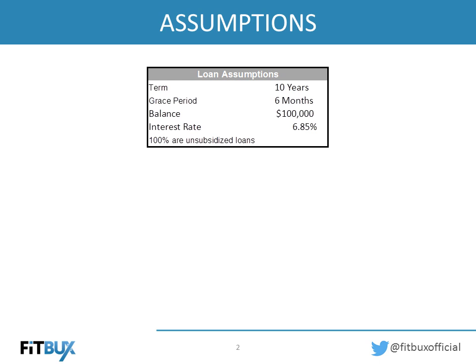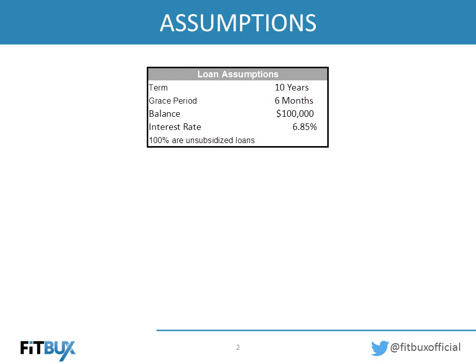We will use the same loan assumptions that we used to illustrate the easy strategy to illustrate the more advanced strategy. And just to review, those loan assumptions were that the term was for 10 years, the grace period was 6 months, the balance of the loan was $100,000, and the interest rate was 6.85%.